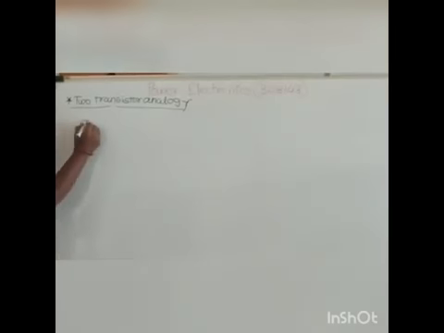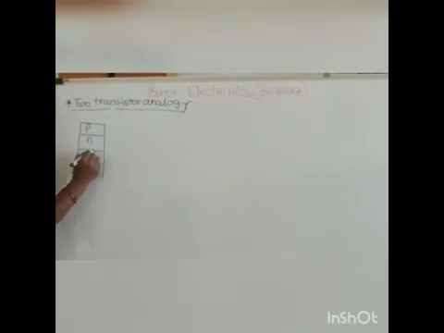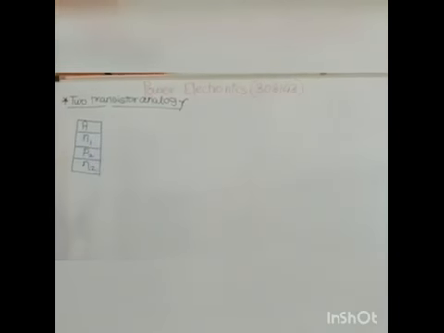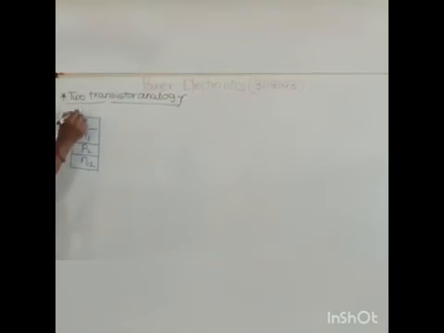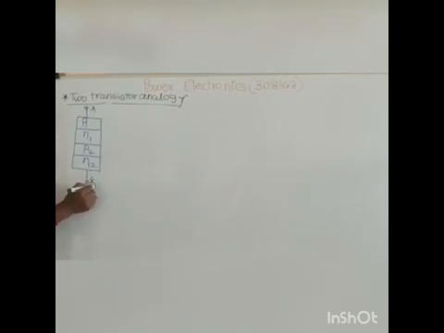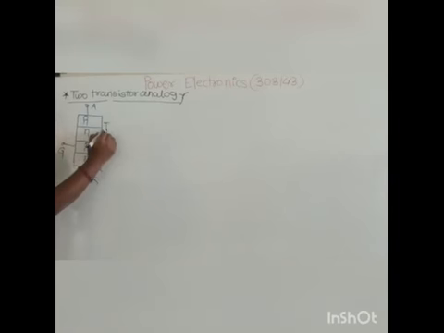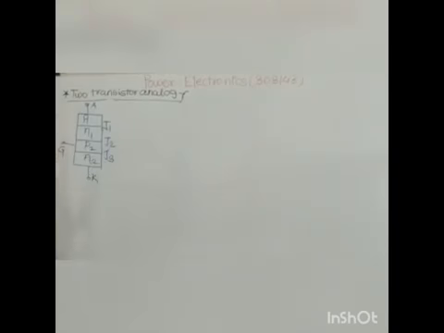Here, the SCR is a four-layer structure having alternate P and N layers. These are P1, N1, P2, N2. This is the structure of SCR having three terminals: anode, cathode, and third terminal gate. Now here we have three junctions: junction J1, junction J2, and junction J3.